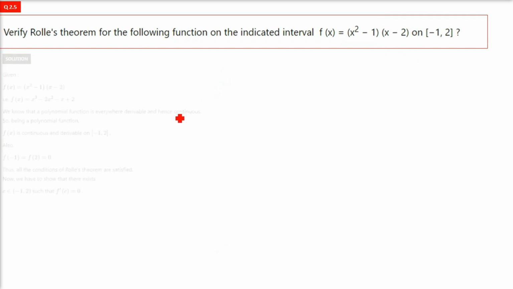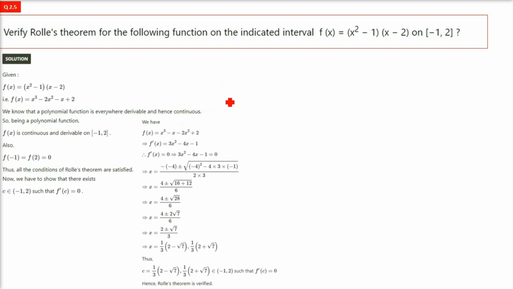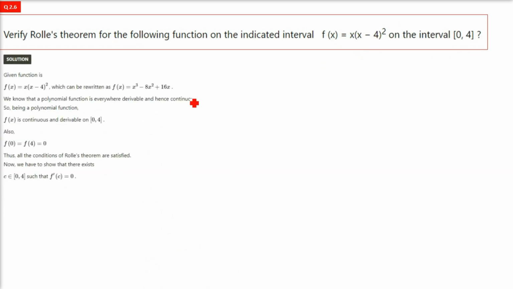Same here, x square minus 1 and x minus 2, you have to multiply. The only thing in this question which needs to be discussed is that when you find the root, it's not going to come the way we would expect, easily. So we have to use the Sridharacharya formula, and when we apply it, you will get 2 minus root 7 by 3 and 2 plus root 7 by 3. Both the values are between negative 1 and 2. So both the values are going to satisfy the condition. As I said, Rolle's theorem says at least 1, so it can be more than 1. Same thing here, so it's quite easy for you.